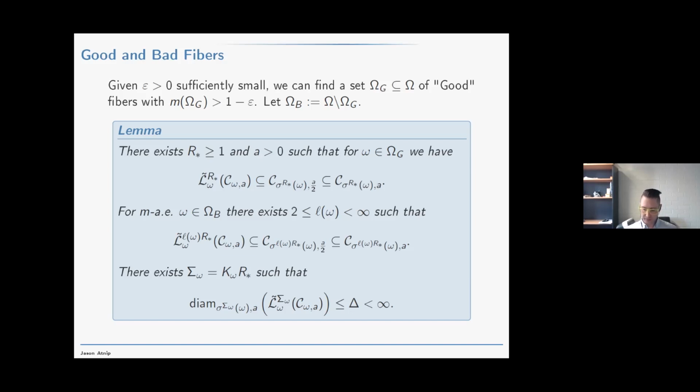Now, to get the cone contraction argument to work, we only need to push forward by this capital sigma omega one time. And once we do that, we will from there on push forward always by either R star or L omega R star, depending on if we're on a good or bad fiber. And so we'll always get this contraction if we push forward sufficiently far.